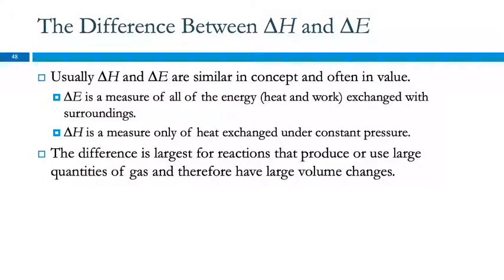So delta H and delta E are similar in concept. They are often similar in value. Delta E is a measure of all the energy, heat, and work that's exchanged, whereas delta H is a measure only of the heat exchanged under constant pressure. So for the purposes of Chem 1A, we can treat them as being the same. And that's probably what will happen in your mind anyway. The distinction between delta H and delta E is very subtle, but it's there.